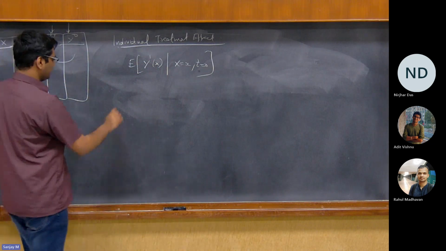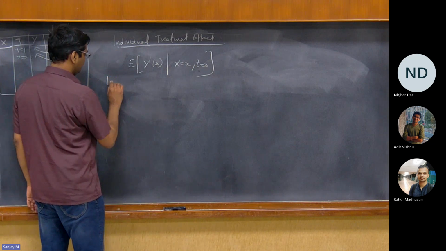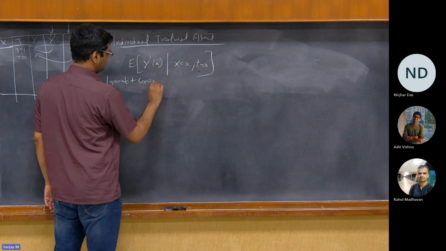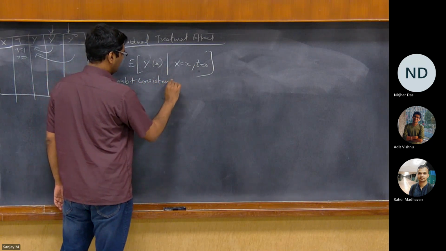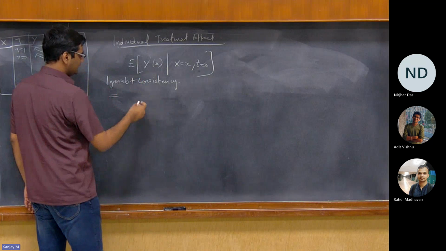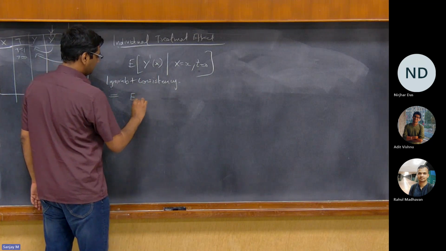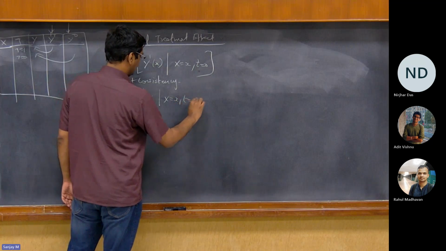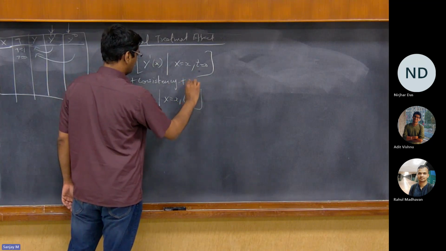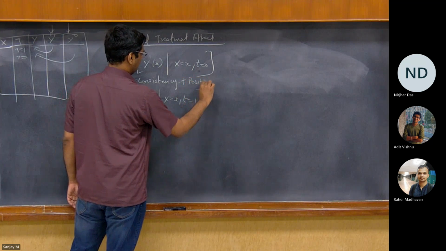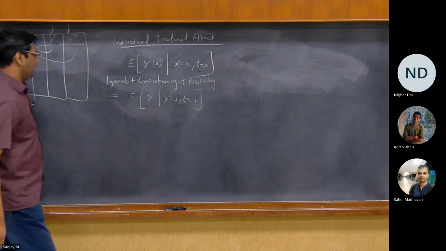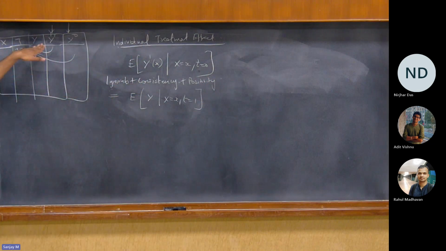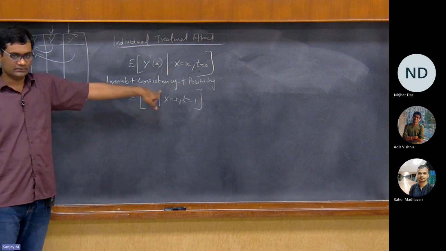We basically argued last time that if you use ignorability and consistency, essentially this boils down to the expected value of Y given X equal to X, comma T equal to 1, plus positivity. So consistency is mostly given from the table. The definition of potential outcomes is intimately tied with consistency.